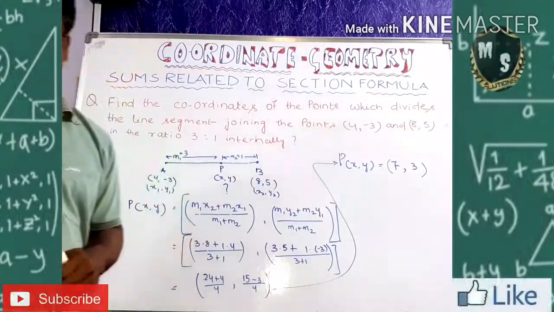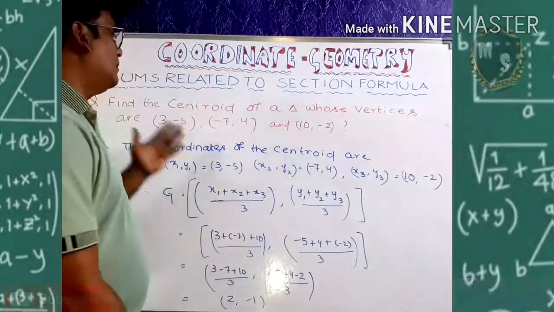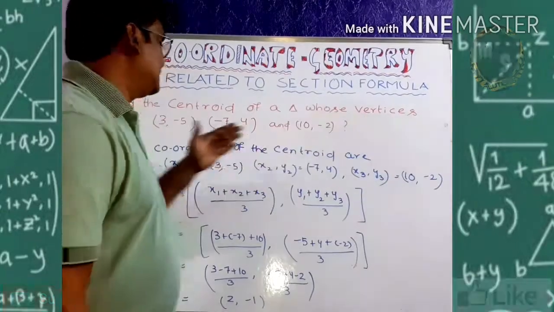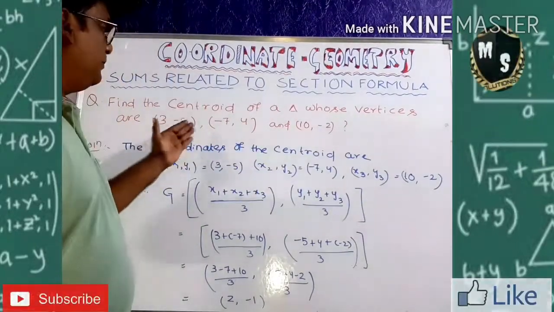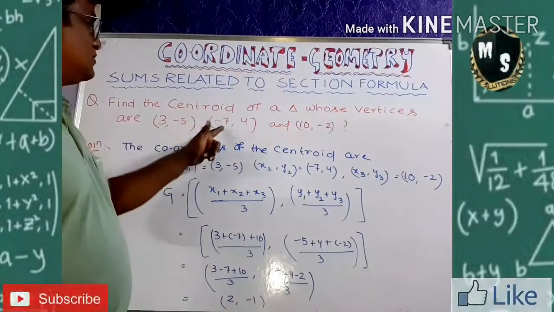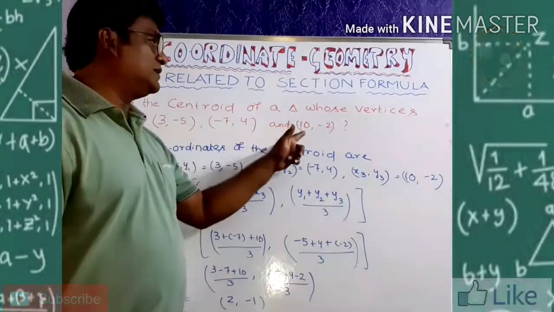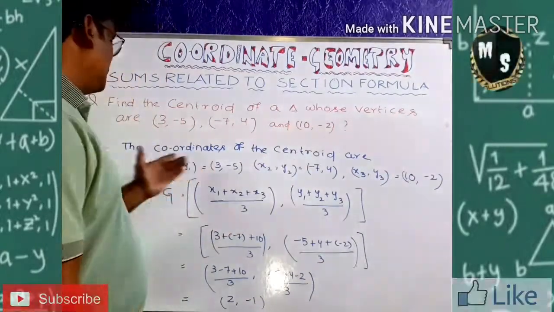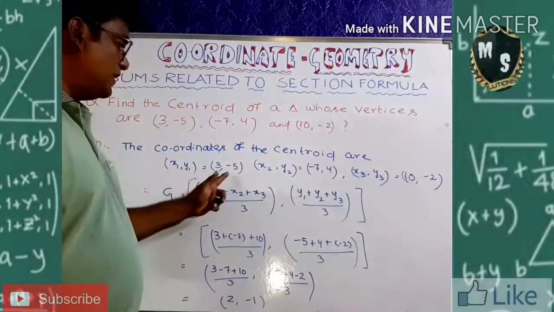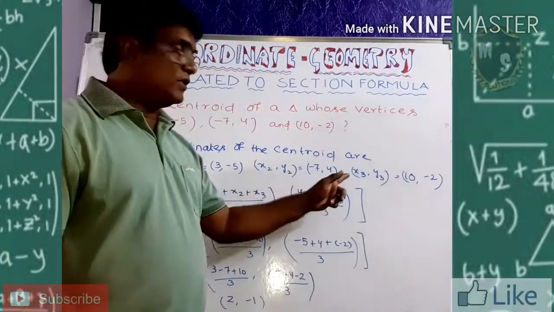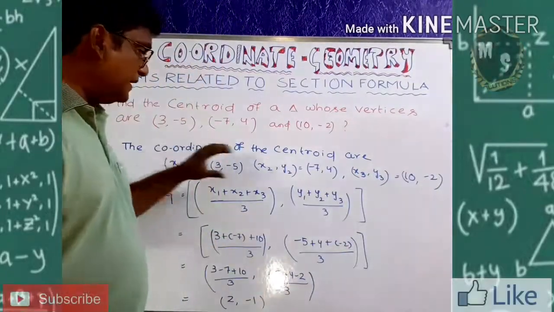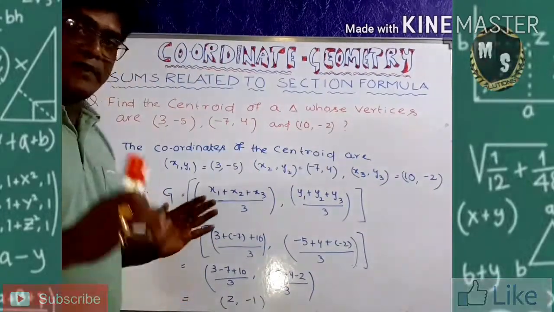Okay. So the next sum is about the centroid. Find the centroid of a triangle whose vertices are given, A, B, C. So x1, y1 is 3, minus 5, x2, y2 is minus 7, 4, and x3, y3 is 10, minus 2. I wrote it here. See, the coordinates of the centroid are given by the formula. After writing this nicely, you have to apply the centroid formula.